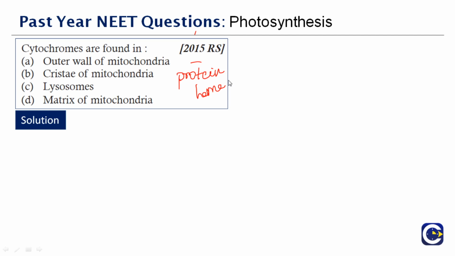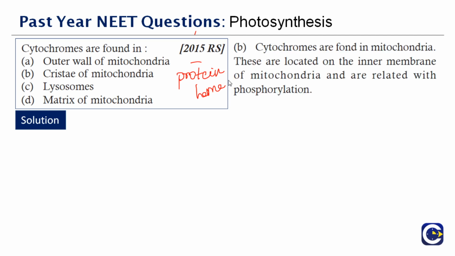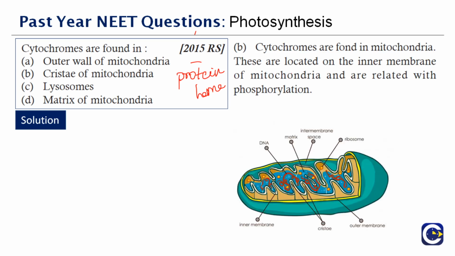Now these cytochromes are found in the cristae of mitochondria. Here you have a diagram which shows cristae. This is cristae. Can you see it here? Cytochromes are found in mitochondria, located in the inner membrane of mitochondria, and they are related to phosphorylation. The correct answer is option B, cristae in mitochondria.